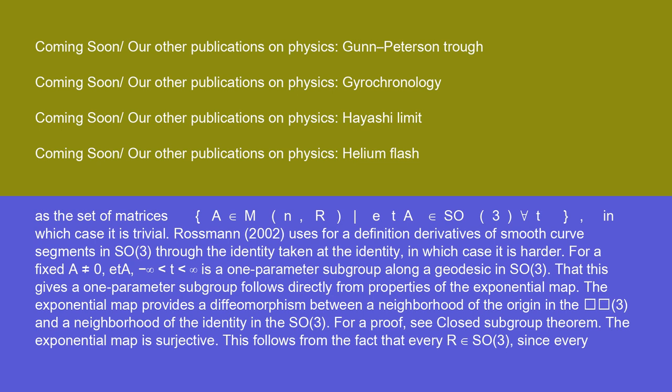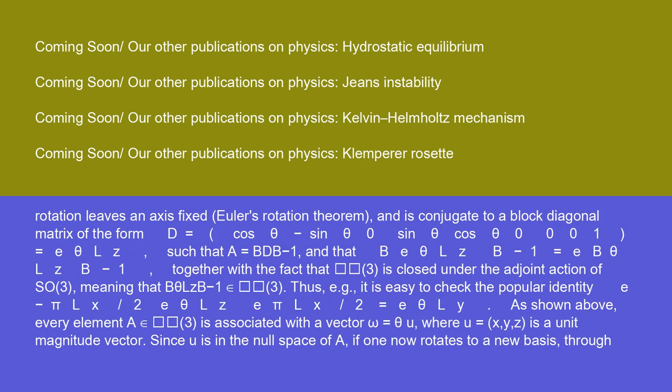This follows from the fact that every R in SO(3) leaves an axis fixed, by Euler's rotation theorem, and is conjugate to a block diagonal matrix of the form D = [[cos θ, −sin θ, 0],[sin θ, cos θ, 0],[0, 0, 1]] = e^{θLz}, such that A = BDB^{-1}, and that B e^{θLz} B^{-1} = e^{B θLz B^{-1}}, together with the fact that so(3) is closed under the adjoint action of SO(3), meaning that B θLz B^{-1} is an element of so(3). Thus, it is easy to check the popular identity e^{−πLx/2} e^{θLz} e^{πLx/2} = e^{θLy}.